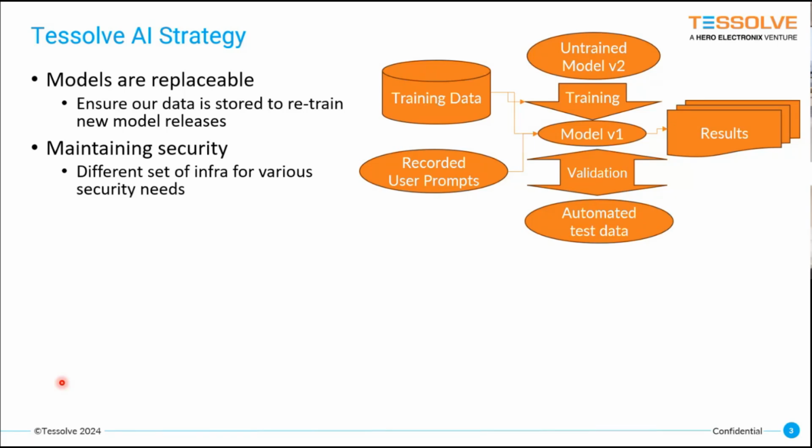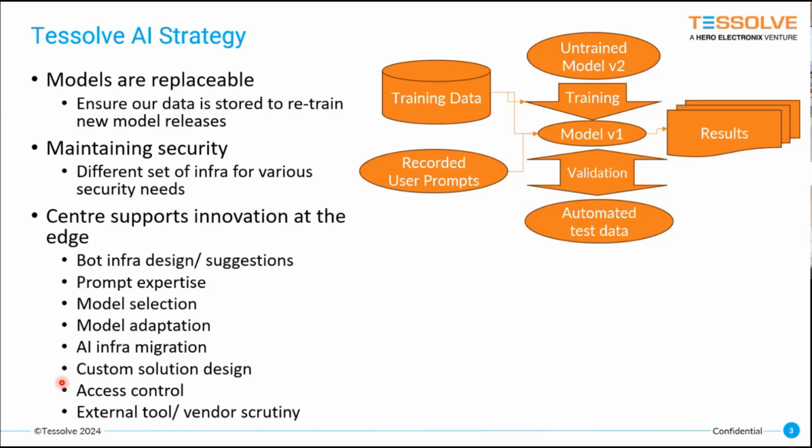Another key aspect of this is maintaining security. So obviously you want to keep training data secure, our user prompts secure, our test data secure, our results secure, and our model has to be kept secure as well. There are a lot of stories in the industry about how training data can be reverse engineered from a model. So you have to keep your model very secure as well. It's a very important part of our security strategy.